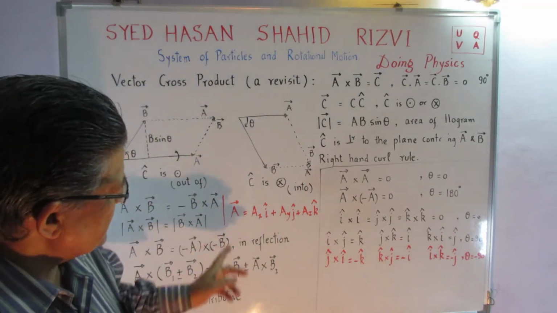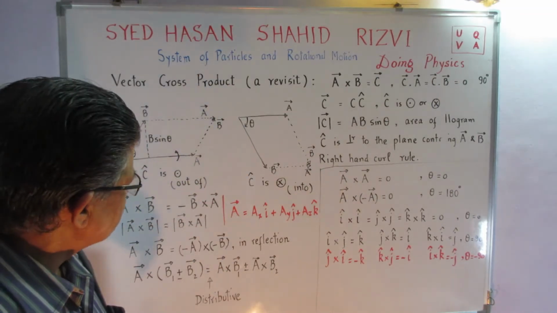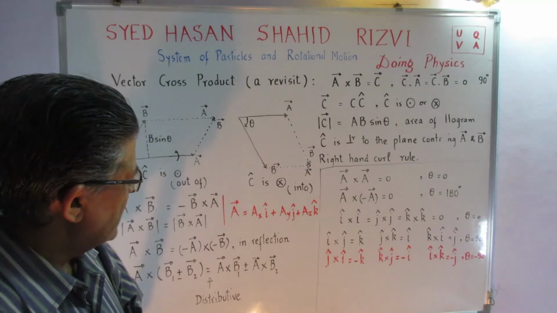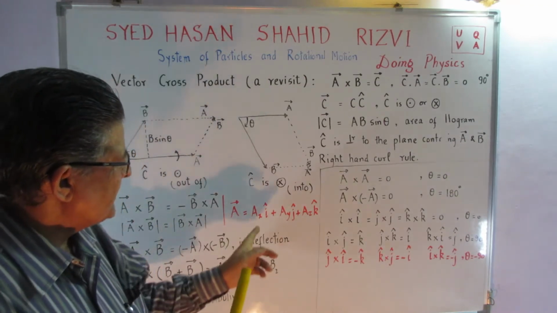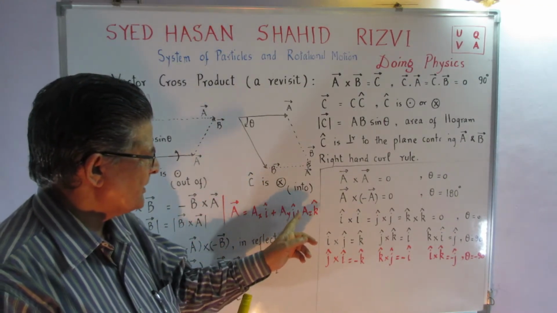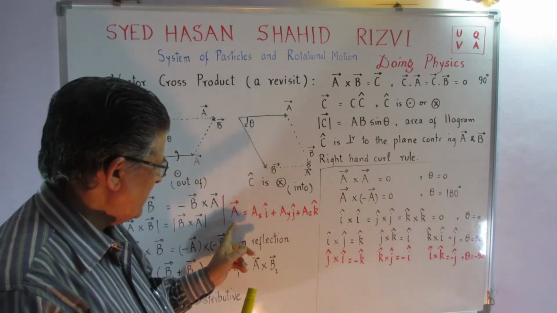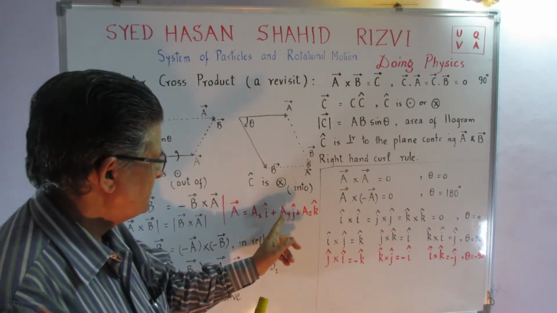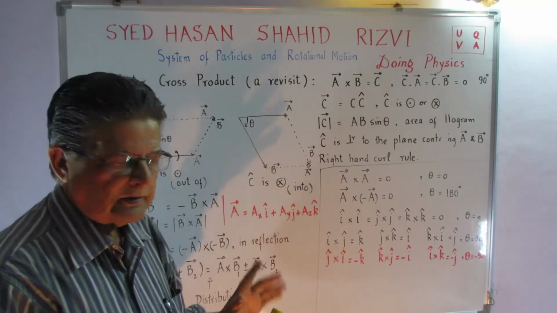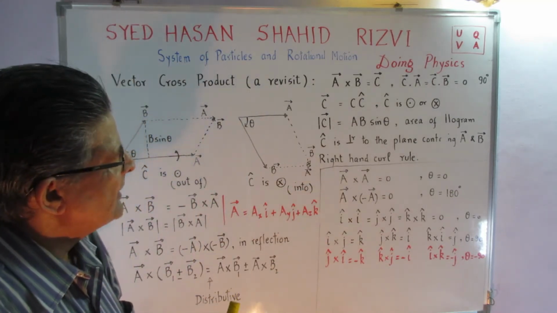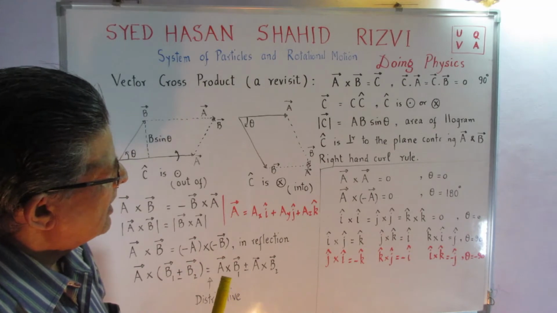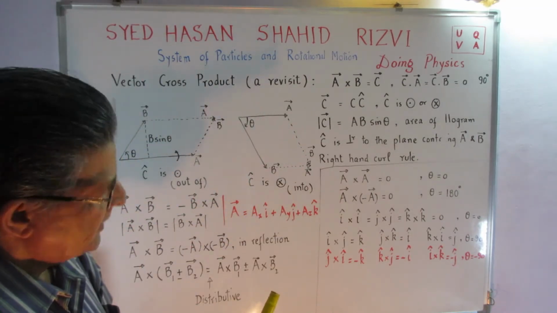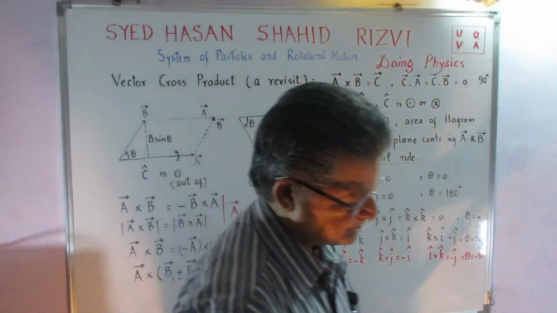So the next item is, if I have two vectors, A given as ax I cap plus ay j cap plus az k cap, and similarly I can write here bx, by, bz, then I will tell you how A cross B can be evaluated.